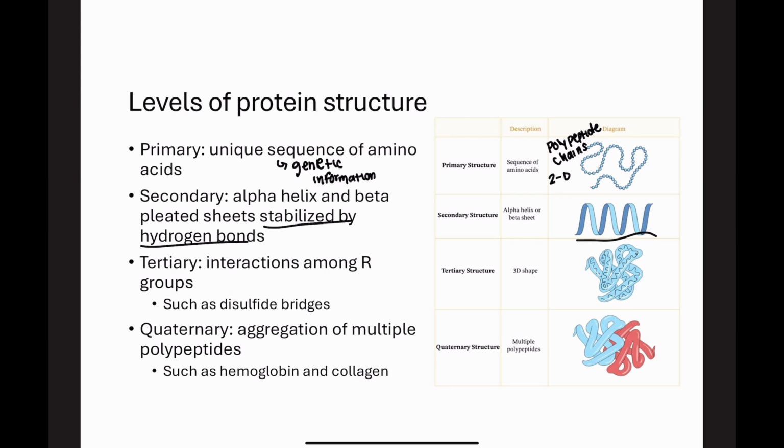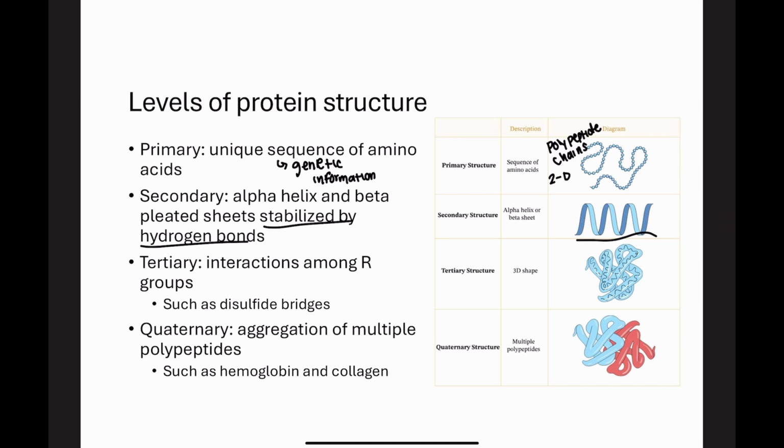Another form of the secondary structure that we have are beta-pleated sheets. These beta-pleated sheets are flat and folded structures that form when segments of the polypeptide chain are aligned and connected by hydrogen bonds. And these beta-pleated sheets are found in proteins like silk, where the numerous hydrogen bonds make that material really strong.